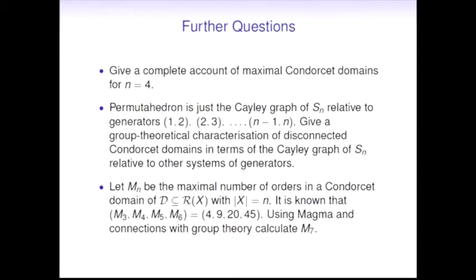However, we don't know M7, and with the Magma computing package, I believe it's possible to extend this sequence. So if you are a student thinking about a project or a dissertation, I think that would be a very good set of questions. Thank you.